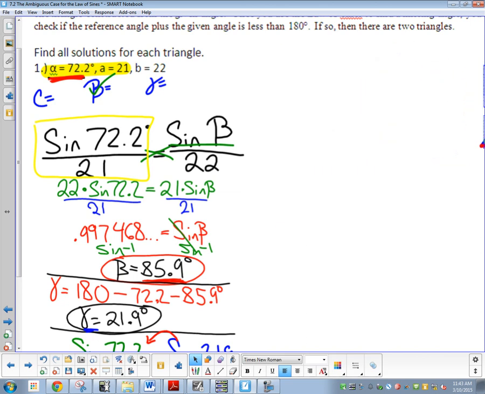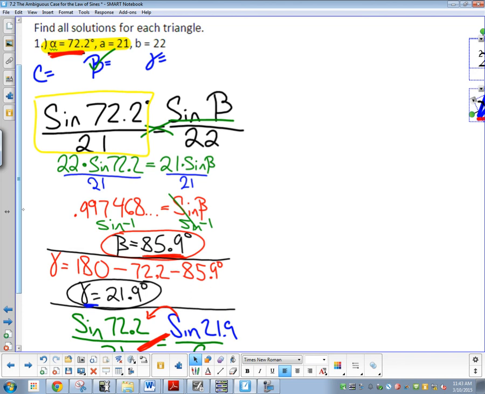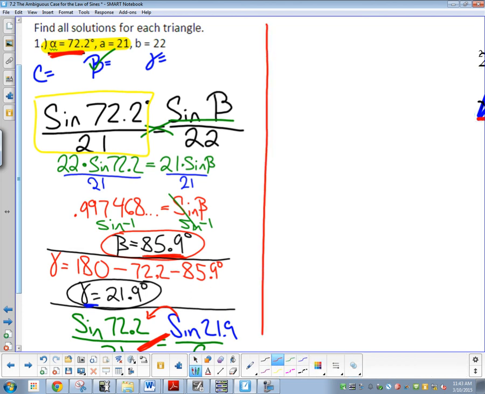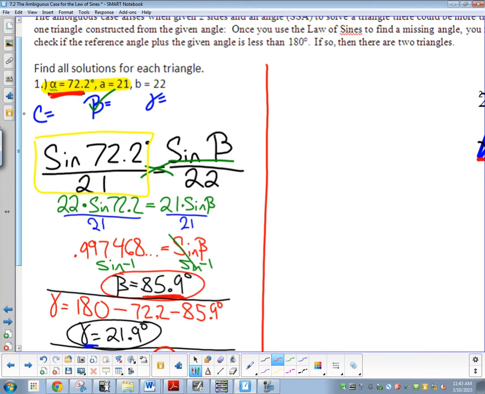Okay? It's a long problem, but again, I'm telling you, you got to be able to do it. So, anytime you are doing a law of sines problem, and you had to do inverse sine, like this step right here, if you're doing law of sines and have to do inverse sine, you need to check for a second triangle.